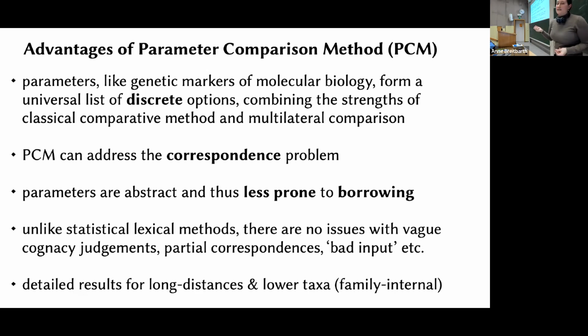Because parameters are abstract, and because they're abstract, they're also less prone to borrowing, which is something that we sort of know as well, because it's more difficult to borrow, let's say, whole syntactic configurations than it is to borrow a word. Also, one thing that people should bear in mind is that when we plot these trees, we haven't excluded any contact words, right? Whereas the first thing people do when they reconstruct Indo-European languages is to get rid of all the words that could possibly be due to contact, right? So you already start with a very different data set than for the syntax.